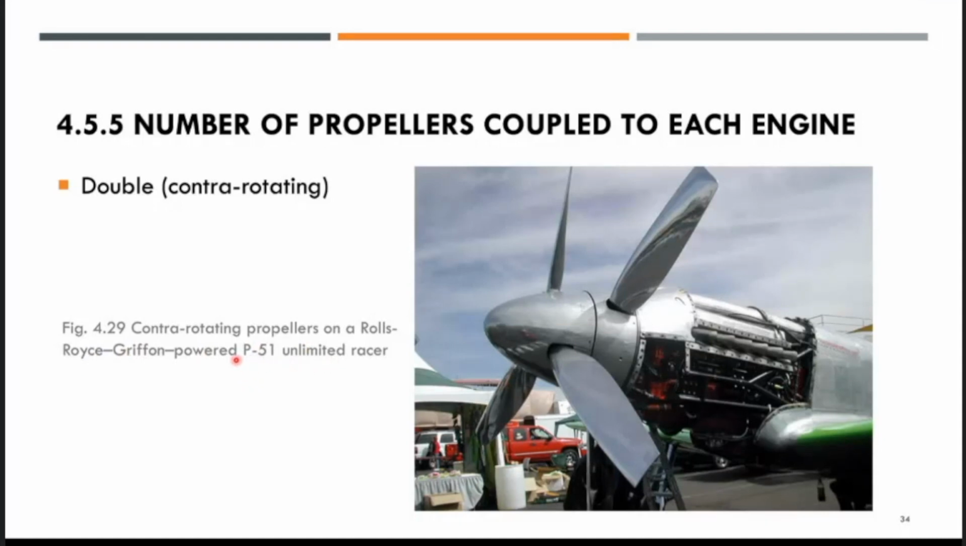This type of aircraft, the P-51, was used in World War II, when the Americans were at war with the Germans. They used the P-51. The engine is a Rolls-Royce from the UK, but the aircraft was used by the Americans to fight the Germans.